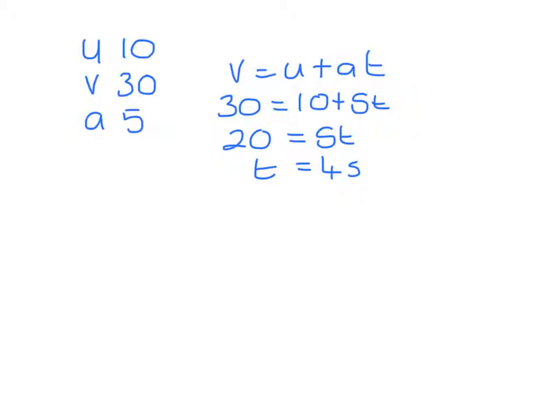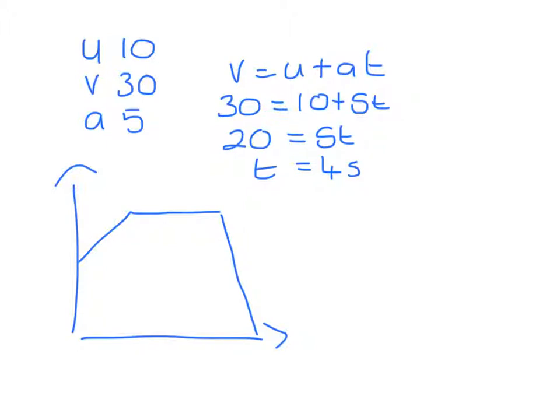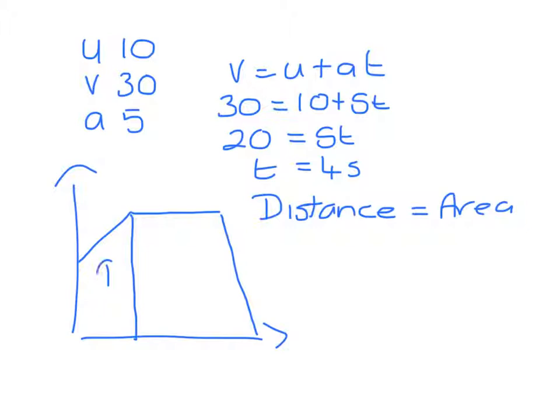What I am going to do now is draw a new diagram to help me with part 3, which is to find distance travelled. And the important thing to tell the examiner first of all is that the distance is equal to the area. And in this case I'm going to split my diagram into 2 trapeziums. The area of a trapezium is half the sum of the parallel sides times the distance between them.